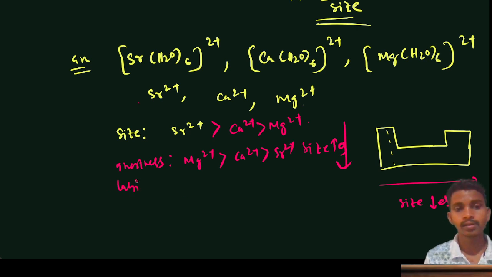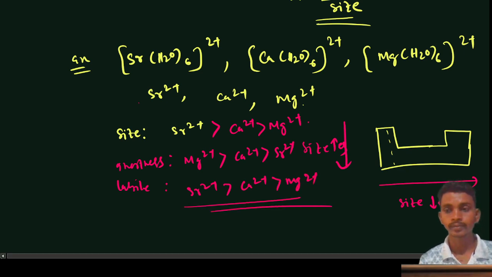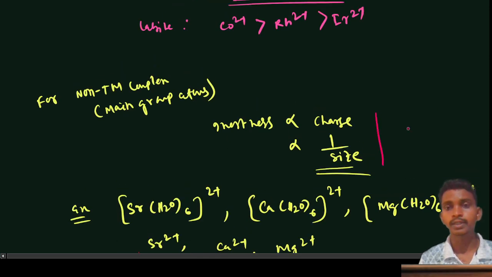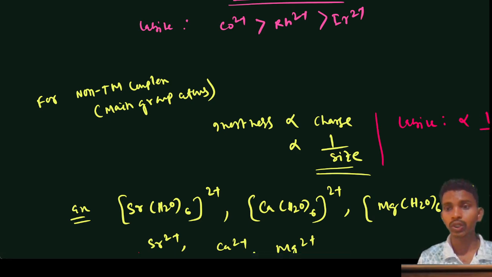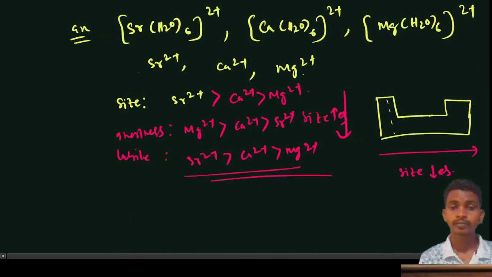And for labile, it is directly proportional to size. If size is high, then it is just the opposite of inertness. Labile is just the opposite of inertness, so sodium 2 plus will come, then calcium 2 plus, then magnesium 2 plus. Okay, because this is for inertness, labile will be indirectly proportional to charge and directly proportional to size. So labile is just the opposite of inertness.